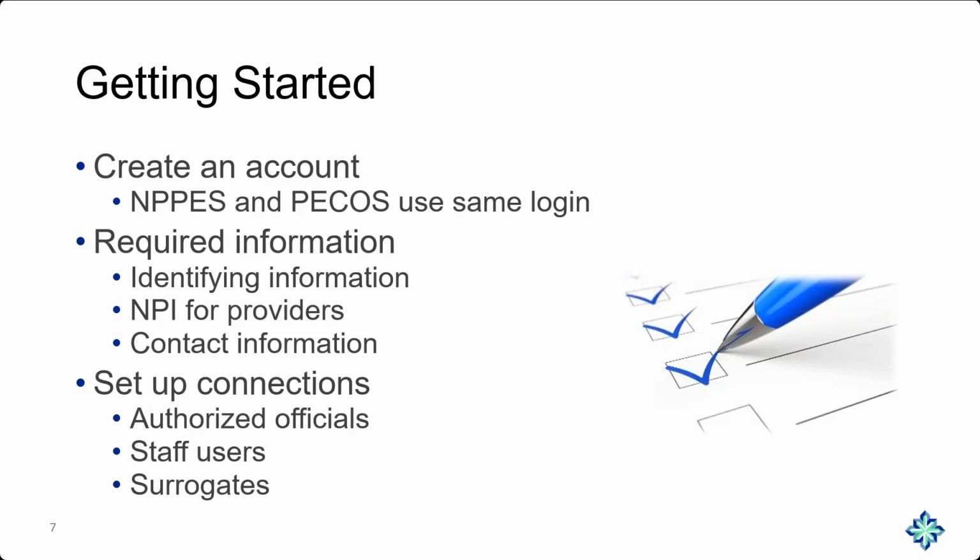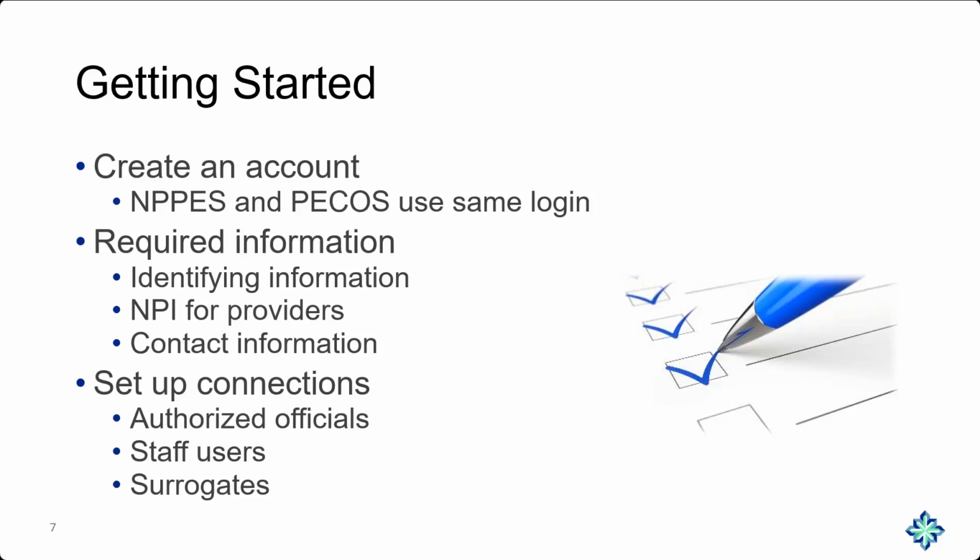So information that you need in order to get started, you're going to need the identifying information for the providers, you're going to need the MPI for the providers, and you're going to need contact information. So everything that we would ask for on a paper application, you're going to need that same information to do it electronically.